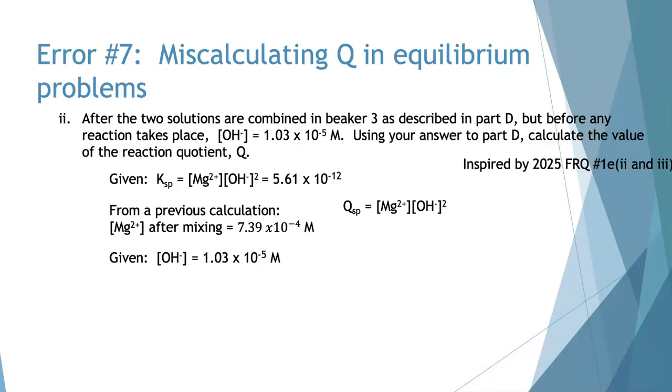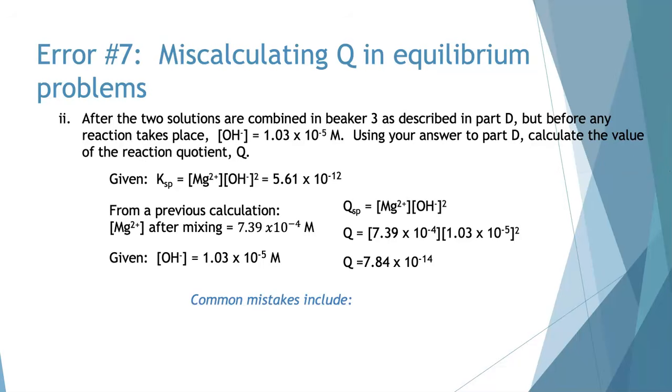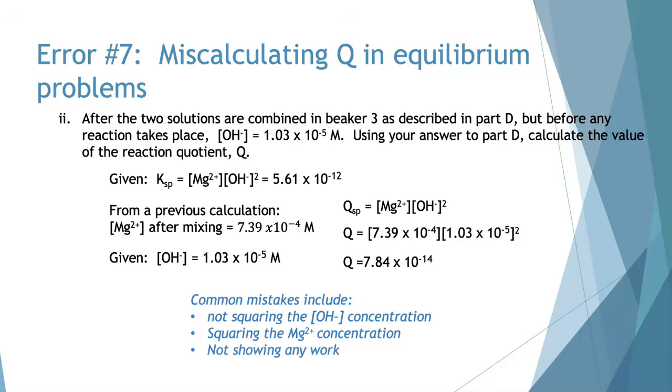But when we go to calculate Q, we do something wrong. So it should be the magnesium ion concentration times the hydroxide ion concentration squared. We get 7.84 times 10 to the minus 14. But the mistake that we're seeing, not squaring the hydroxide ion concentration, even though you had written it correctly in the KSP expression, squaring the magnesium ion concentration, right, not showing any work. You don't get credit with these kinds of mistakes. You do need to be consistent with what you had written before. So if your KSP expression was wrong, but you used it appropriately here, you're not going to get deducted twice for that same error. But you do need to make sure that it's all consistent.